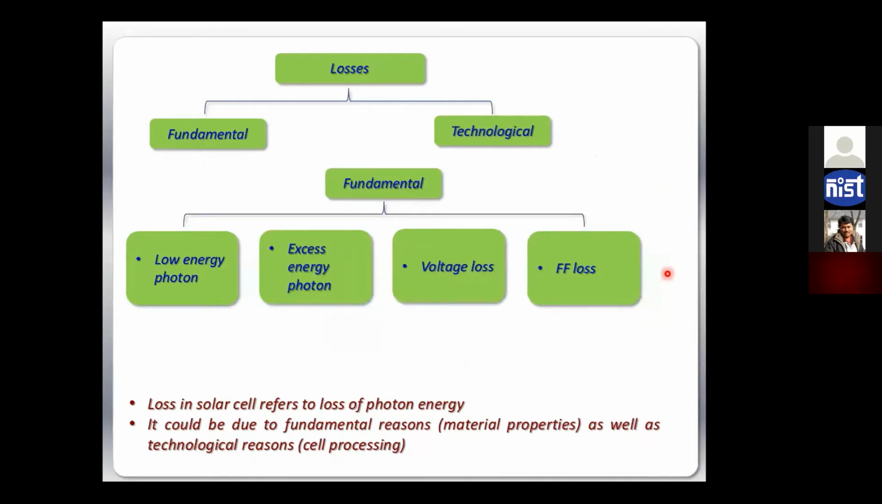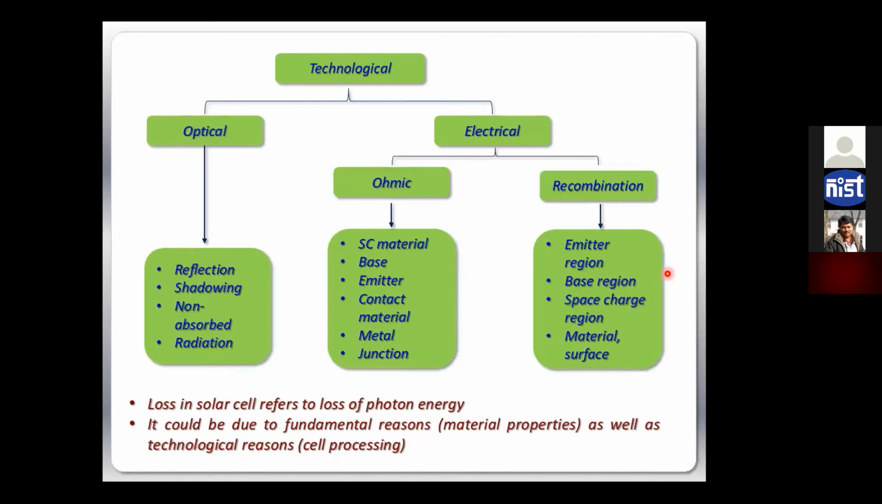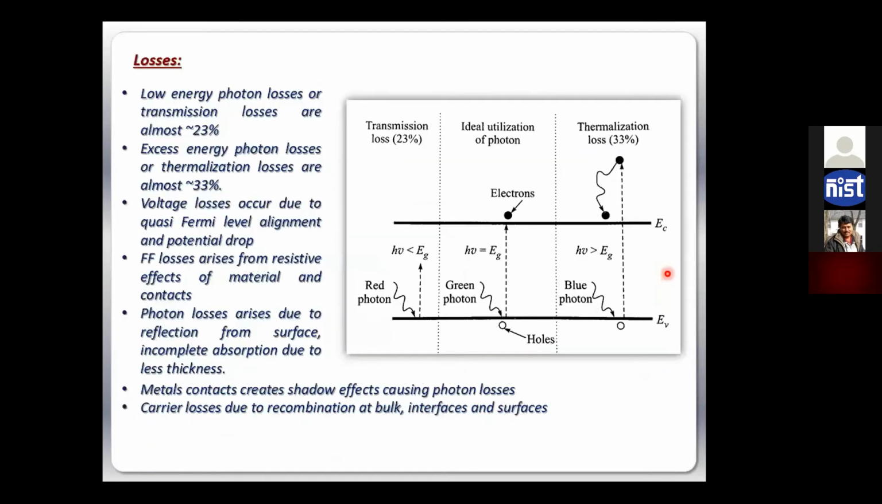To recapitulate, there are two kinds of losses: fundamental loss and technological loss. Fundamental losses are directly related with the fundamental properties of the materials: low energy photon, excess energy photon, voltage loss, fill factor loss. While the technological loss comes from the technology part, the fabrication part, optical designing and electrical designing parts. So let us understand a little bit more about the fundamental losses.